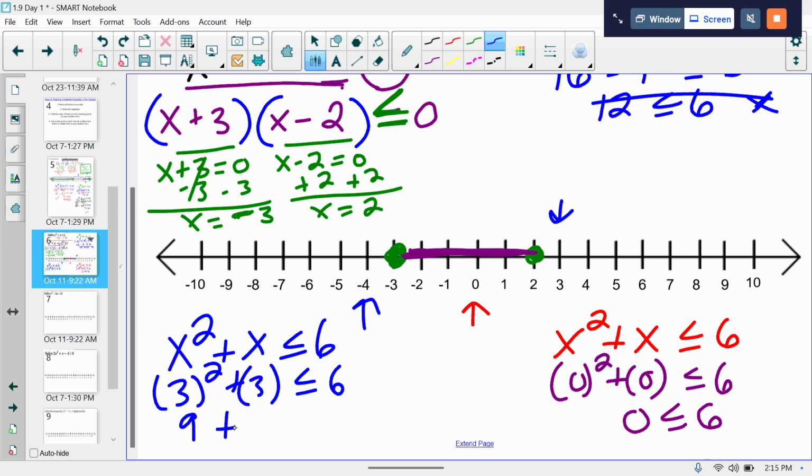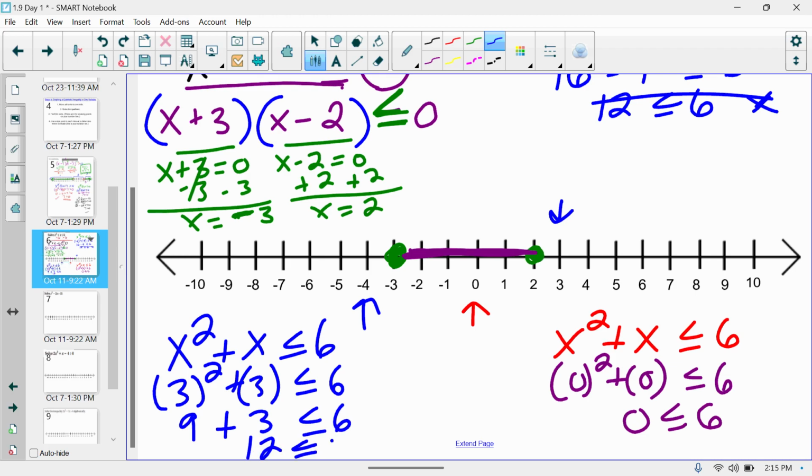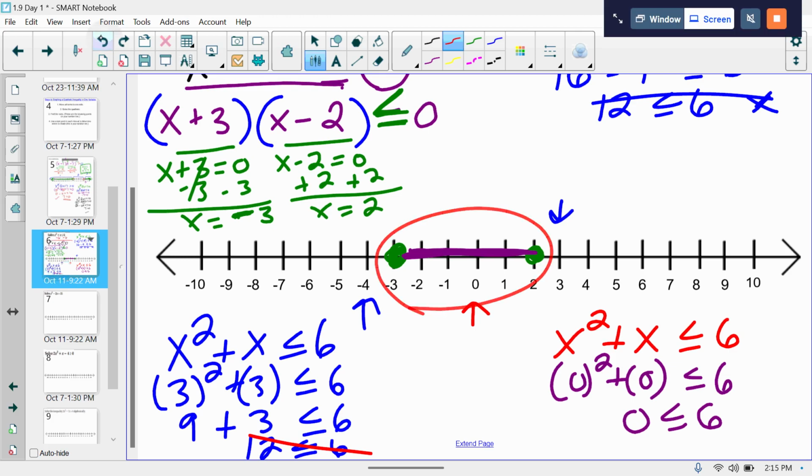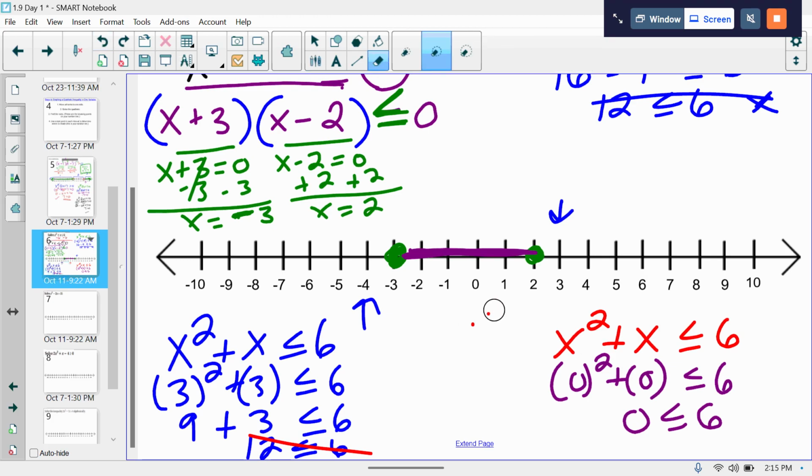3 squared is 9. 9 plus 3 is 12. 12 is less than or equal to 6. No, it's greater than 6. So we're not going to graph the points up here because they don't work. They're not part of the solution set. So since the solution set is this region right here, we're going to talk about how to write our final answer for that.